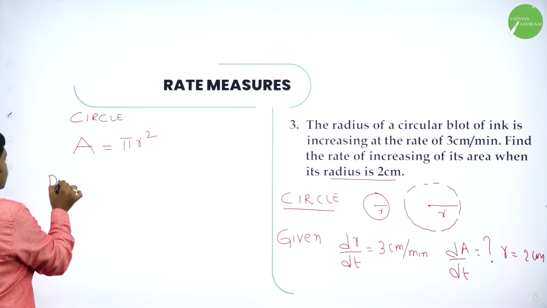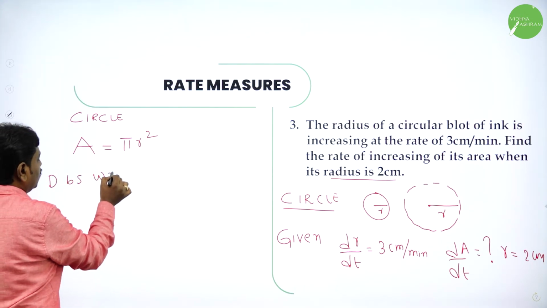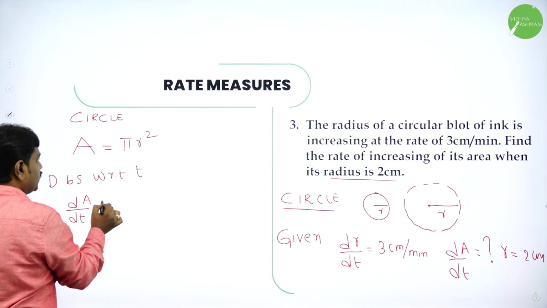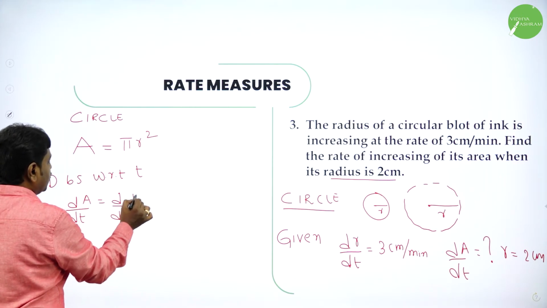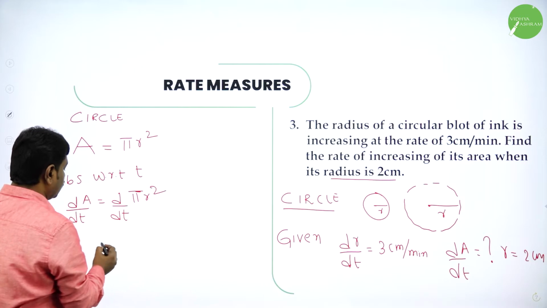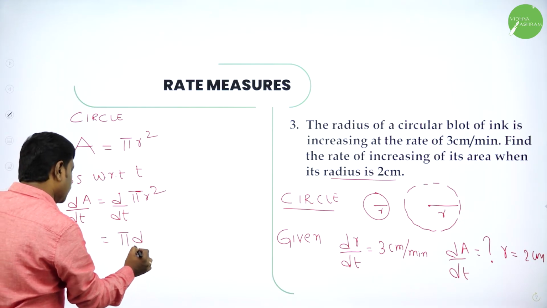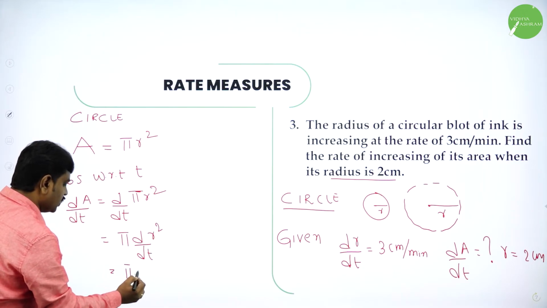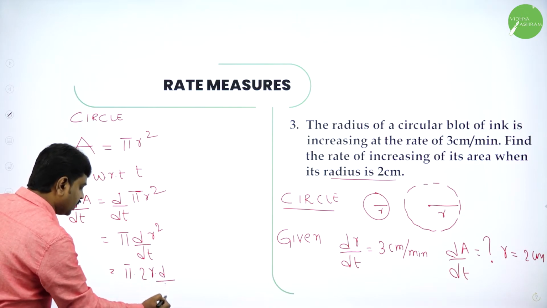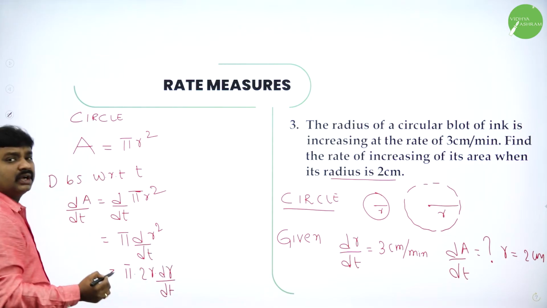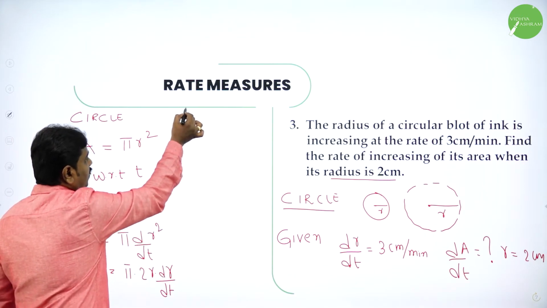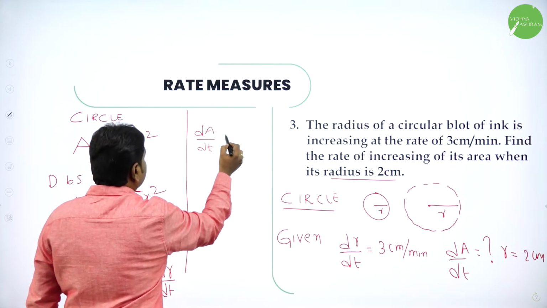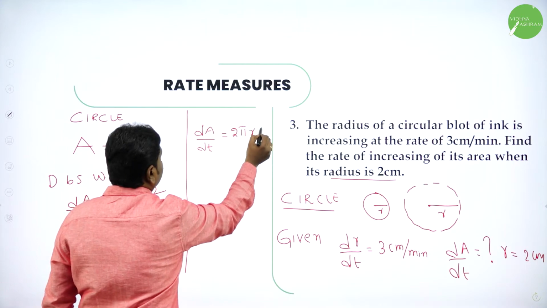Differentiate both sides with respect to t. So the LHS becomes d by dt of A is equal to d by dt of pi r squared. All of you know pi is a constant, take it out. Apply d by dt for r squared. So d by dt of r squared is 2r into d by dt of the internal function. What is the internal function? r. 2r into dr by dt. So now you got dA by dt. What is dA by dt? dA by dt is equal to pi into 2r into dr by dt, that is 2 pi r into dr by dt.